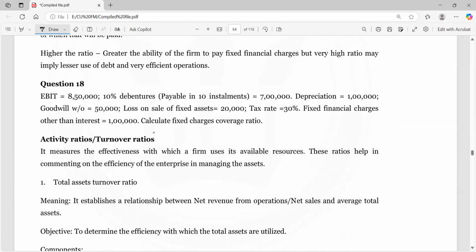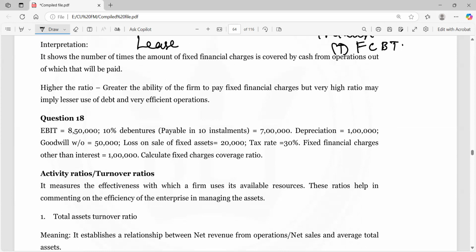So listen, let's solve question number 18. Before EBIT means before tax only, no? Question number 18. EBIT is 8,50,000. The company is having 10% debentures of rupees 7 lakh. Depreciation 1 lakh. Goodwill written off 50,000. Is this goodwill written off of 50,000 a cash or non-cash item? Non-cash item. Loss on sale of fixed asset, cash or non-cash item? Non-cash. And tax rate is 30%. Fixed financial charges other than interest is 1 lakh rupees. Calculate the fixed charges coverage ratio.